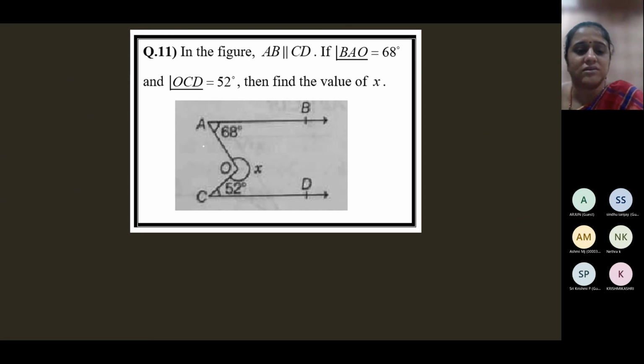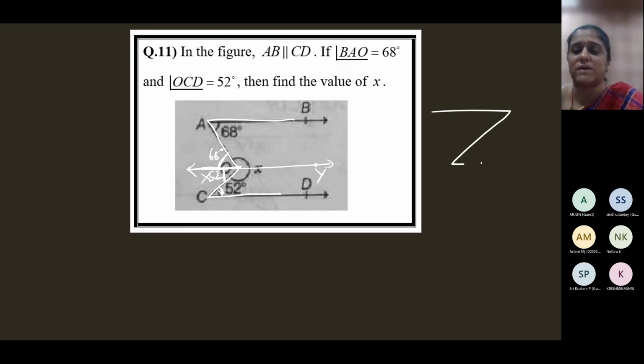The other way is like this. The same construction: through O, draw XY parallel to AB. All that is the same. Now you can say alternate angles here, parallel line, transversal, parallel line. Alternate angles are equal, so this is also 68 degrees. Again, parallel line, transversal, parallel line: if this is 52, this is also 52. Alternate angles are equal.